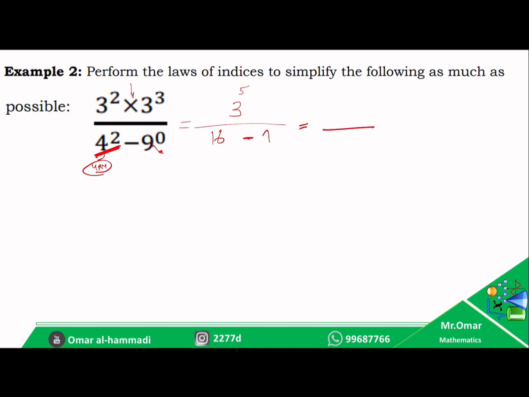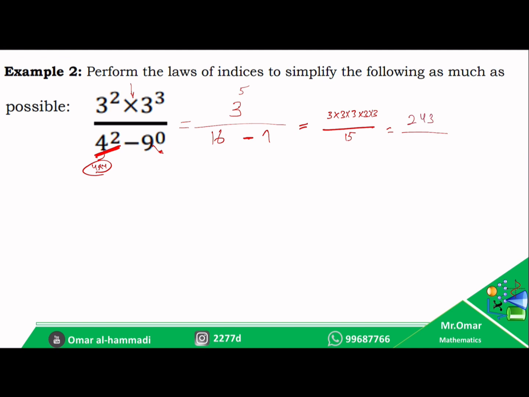So, what is the meaning of 3 to the power 5? That means 3 multiplied 5 times: 1, 2, 3, 4, and 5. And here, 16 minus 1 is only 15. Clear? So, 3 multiplied 5 times will give us 243.